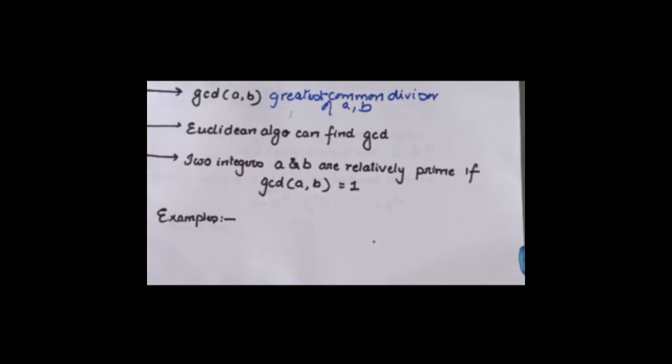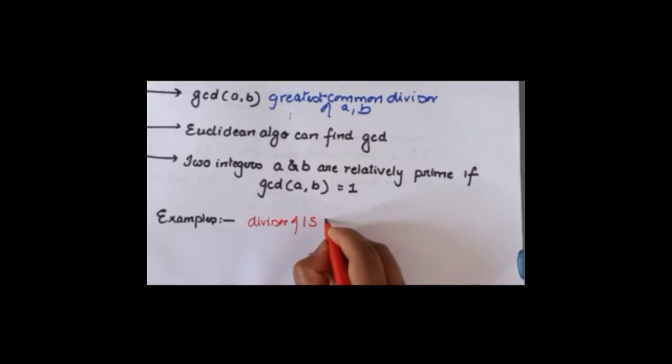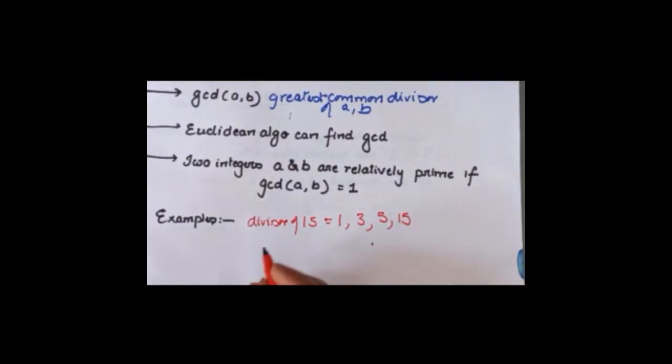Two numbers are relatively prime when the greatest common divisor of the numbers is equal to 1. For example, let's take the divisors of 15. What are the divisors of 15? 1, 3, 5, 15. Right? These are the divisors of 15. And let me pick up another integer value b, the divisors of 16. What are the divisors of 16? 1, 2, 4, 8, 16. Right? These are the divisors of 16.